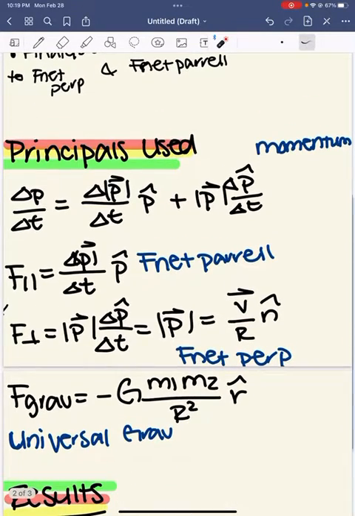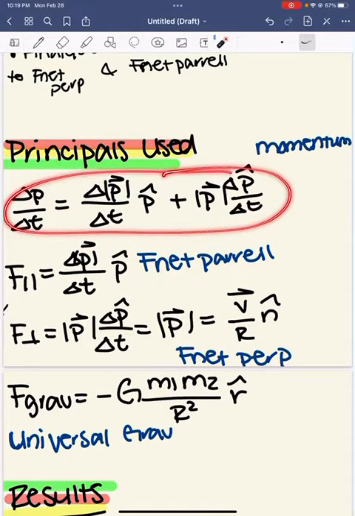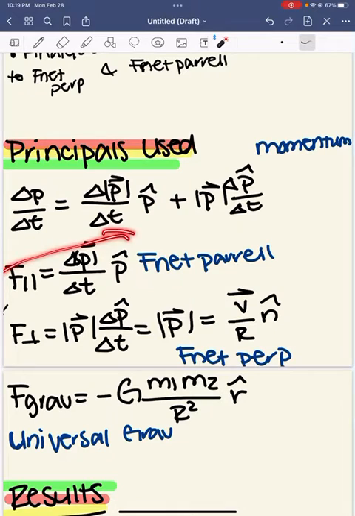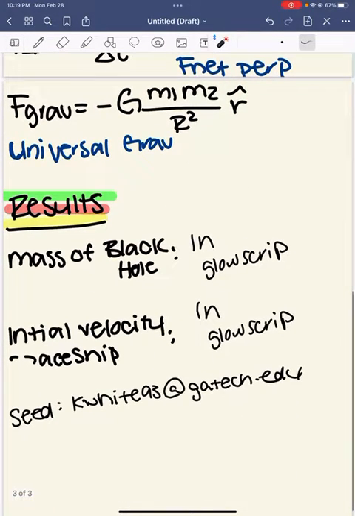The principles used in this lab were the momentum principle, the FNet parallel principle, the FNet perp principle, and the universal gravitational principle. The formulas for those are as follows. Here's one for momentum, for FNet parallel, for FNet perp, and then for FGrav. The results were in GlowScript, which will be shown here shortly.